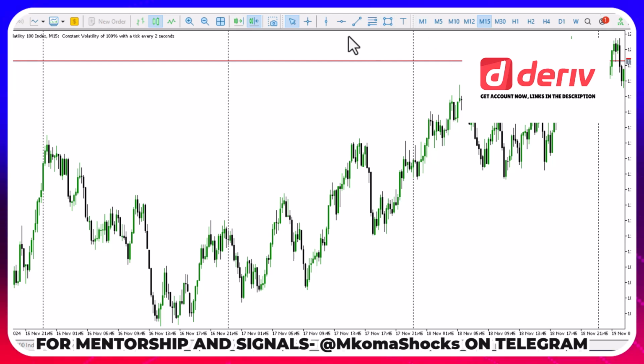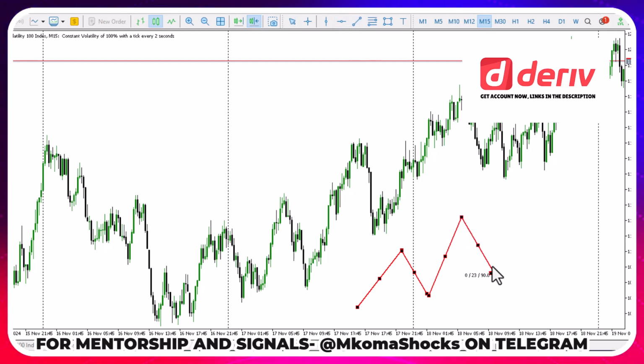So from what you have learned so far, you will know that price moves in what? In waves, right? It forms higher highs and higher lows, right, as it goes up. So when price is going up, it does this. So this is the same for the downtrend. You just have to flip it, right?